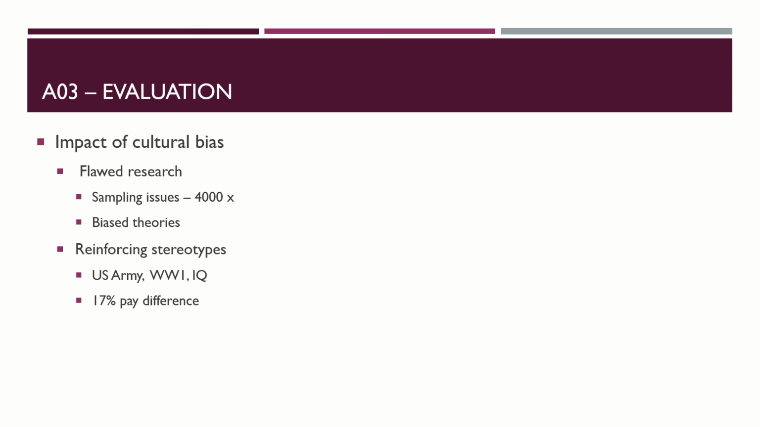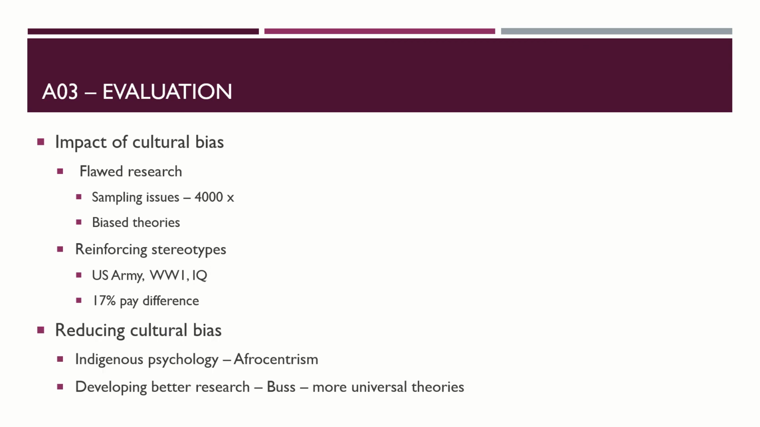As well as the impact of cultural bias, on a slightly more positive note, we can work hard to reduce cultural bias. If we acknowledge that cultural bias exists, then we can work hard to reduce it, and there are things in place to start doing that. For example, Indigenous psychology. This is a psychology much like feminist psychology, which is specifically focused on developing representative psychological research and theories, and challenging those which are not representative. So existing theories and research that is not representative.